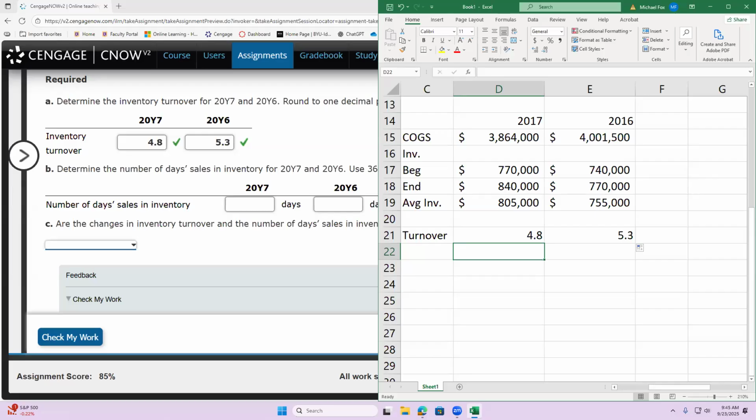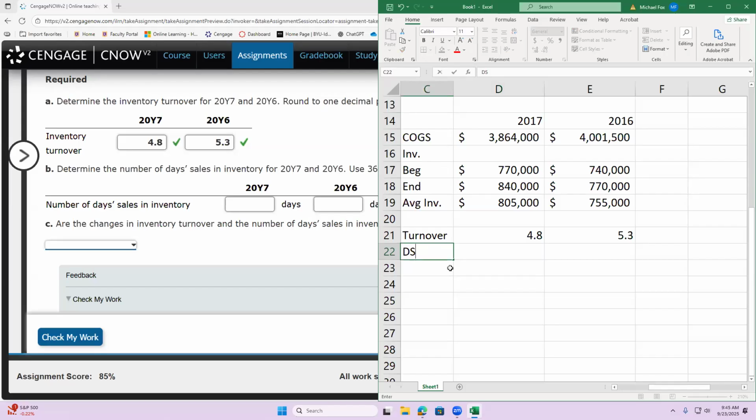Stores like Home Depot, their goal is 12 turns. They want their sales to be 12 times their average inventory, or selling an amount equal to the average inventory in that store 12 times in a year. That's their goal. Okay. And then the number of days sales in inventory.